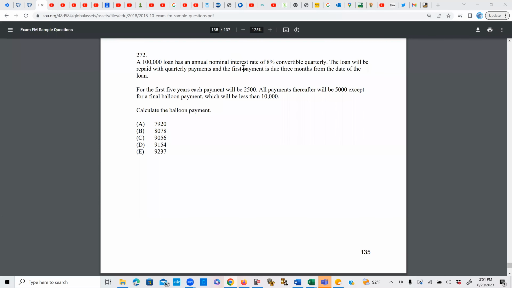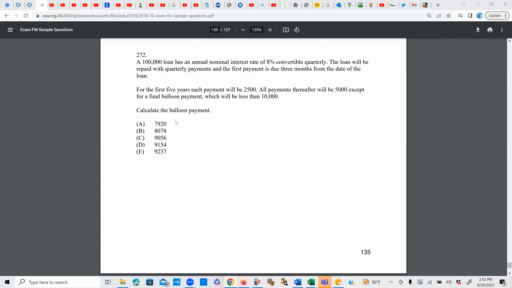A 100,000 loan has annual nominal interest rate 8%, convertible quarterly. The loan will be repaid with quarterly payments. First payment is due 3 months from the date of the loan. For the first 5 years, each payment will be 2,500. All payments thereafter will be 5,000 except for a final balloon payment.